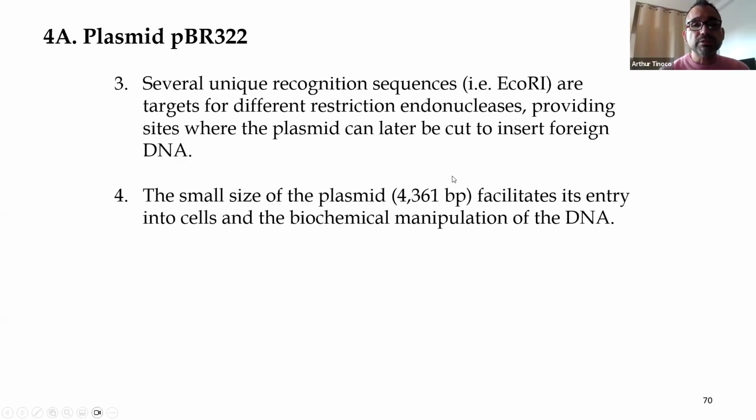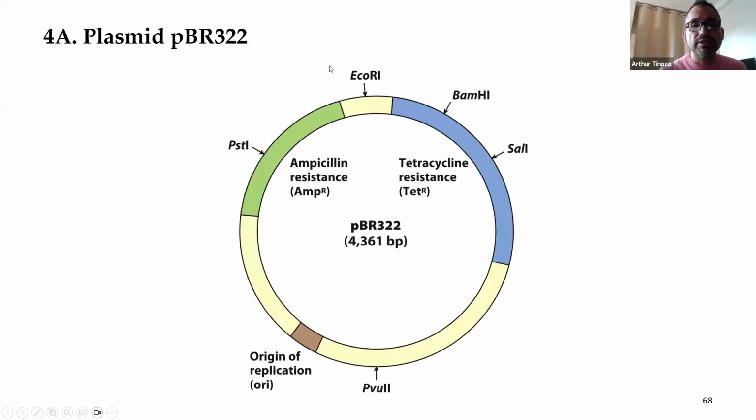Several unique recognition sequences, EcoRI as an example, are targets for different restriction enzymes, endonucleases, providing sites where the plasmid can later be cut to insert foreign DNA. So those were, if you look back over here, sites where you have built-in cuts that you can introduce to put something of interest.